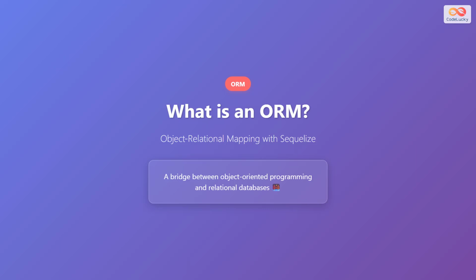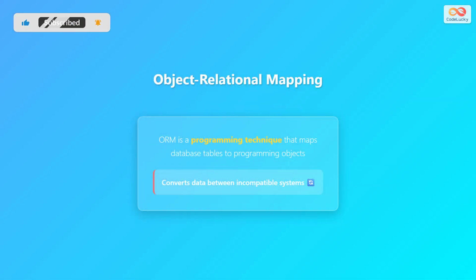Let's explore what an ORM is. ORM stands for Object-Relational Mapping. It acts as a bridge between object-oriented programming and relational databases. Object-Relational Mapping is a programming technique that maps database tables to programming objects. It converts data between incompatible systems.